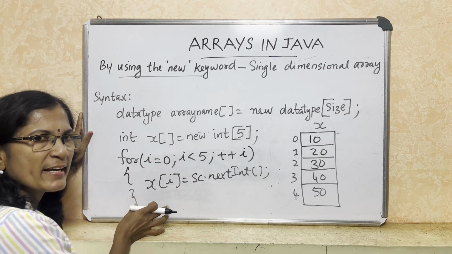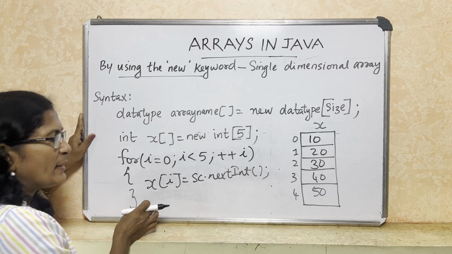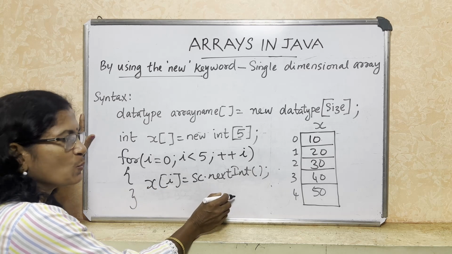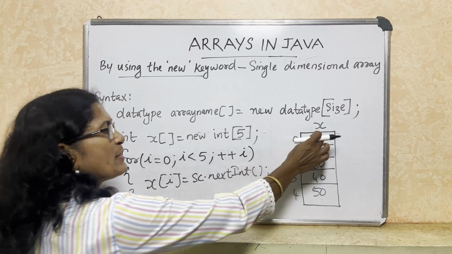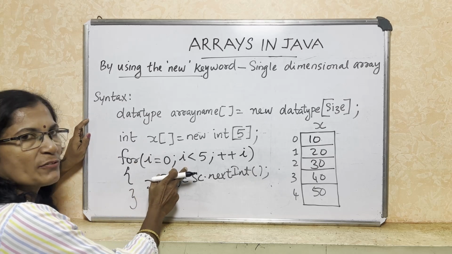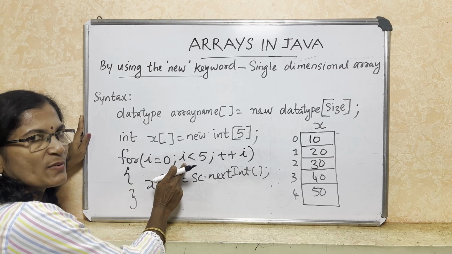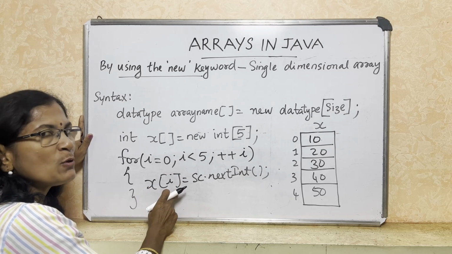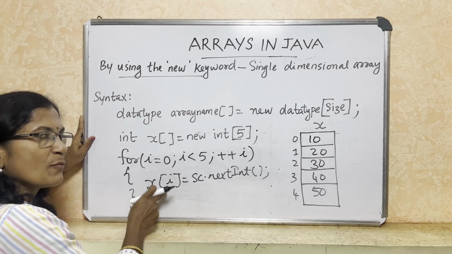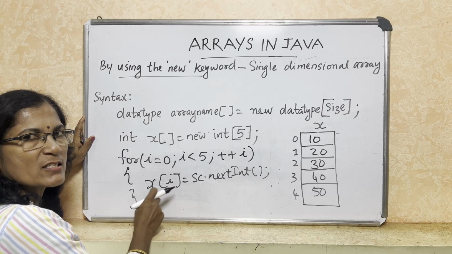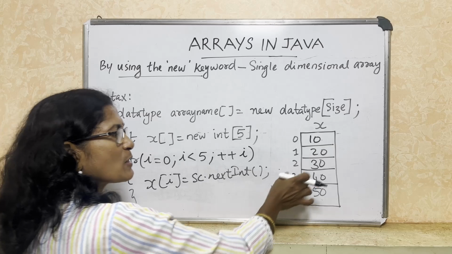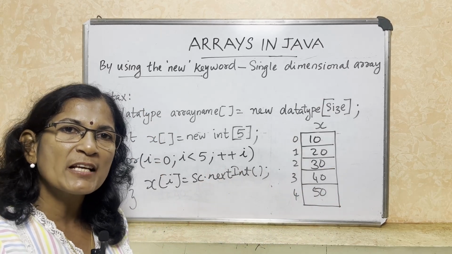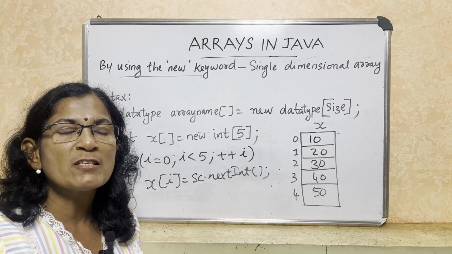As we have used a loop here to store the values into this array, when the loop executes, the initial value of i will become 0. So x of 0 is equal to the value the user enters, which gets stored in the first storage location. In the next iteration, the loop index variable i takes the next value 1, so the reference will become x of 1. x of 1 is equal to the next value entered by the user. x of 2 is equal to the next value, x of 3, x of 4, and the last value entered by the user will get stored into this array. This is how a single dimensional array is created by using the new keyword and values are assigned to the storage locations.